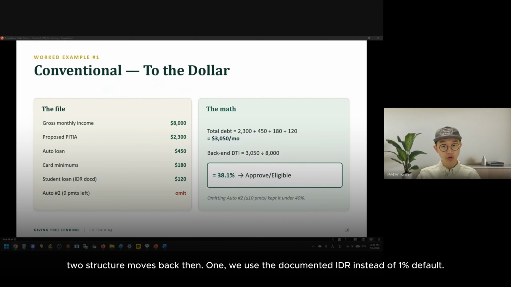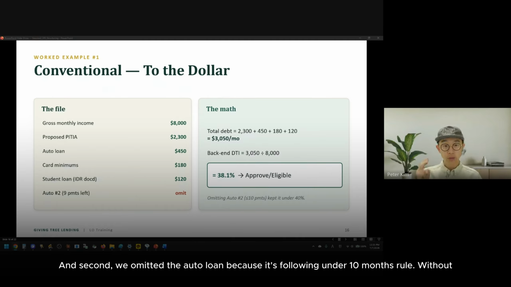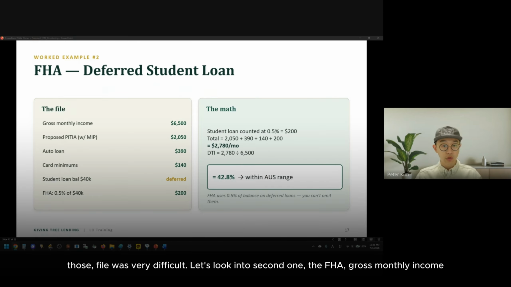Notice two structure moves here. One, we use the documented IDR instead of the 1% default. And second, we omitted the auto loan because it falls under the 10 months rule. Without those, the file would be very difficult. Let's look into the second one.